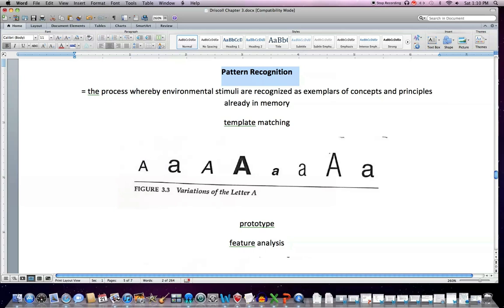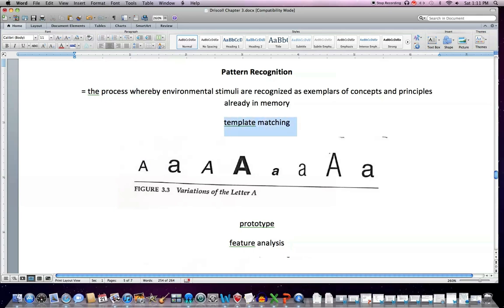Okay, the definition that Driscoll gives is it is the process where environmental stimuli are recognized, key word there, as exemplars or major examples of concepts and principles that you already have in your memory. So when you see things visually, how do you recognize them as patterns? There's several different theories about this.